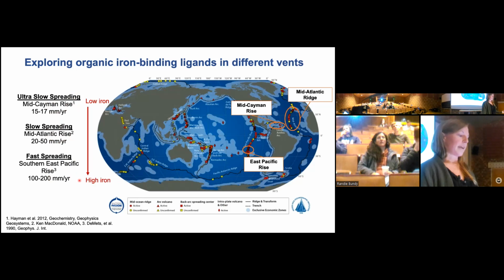The spreading rate is a proxy for how much iron we would expect in these different systems. With ultra slow spreading, we expect there to be very low iron. And in fast spreading, we expect there to be quite high iron. So we're looking across a wide range in vent geologies, vent types, spreading rates, and also iron.